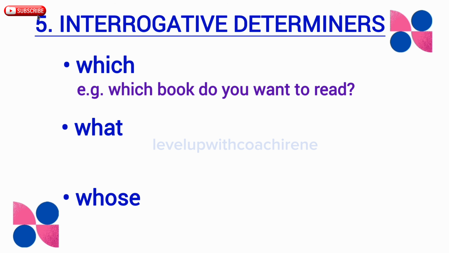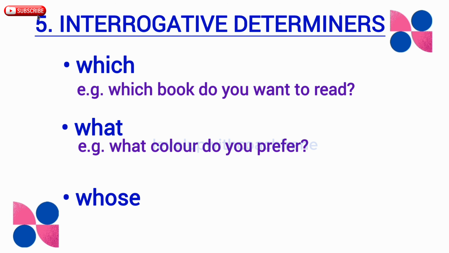What is used to ask for information about a thing or a specific type of noun. For example, what color do you prefer? Whose is used to ask about ownership or possession. For example, whose shirt is this? Interrogative determinants modify nouns to ask questions about specific items, colors, or ownership. They help to specify the information being requested in a clear and direct manner.